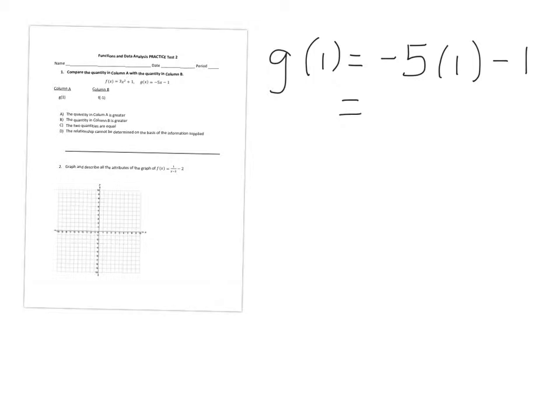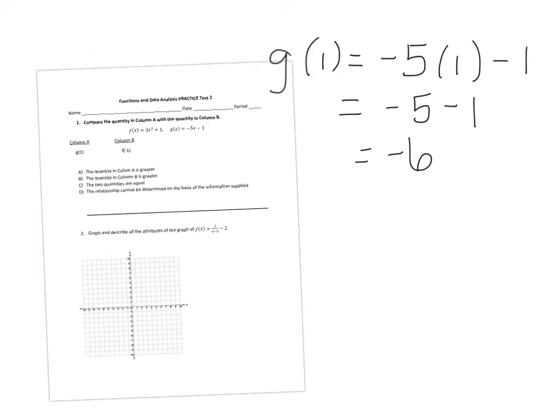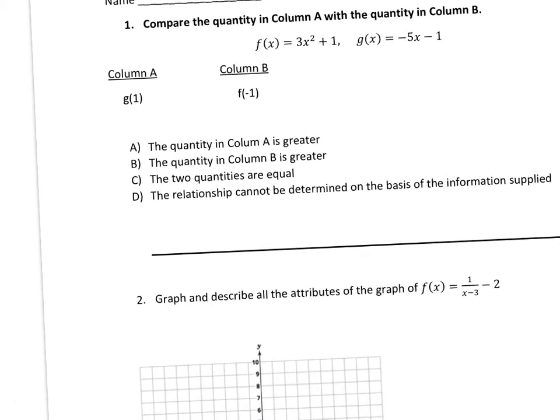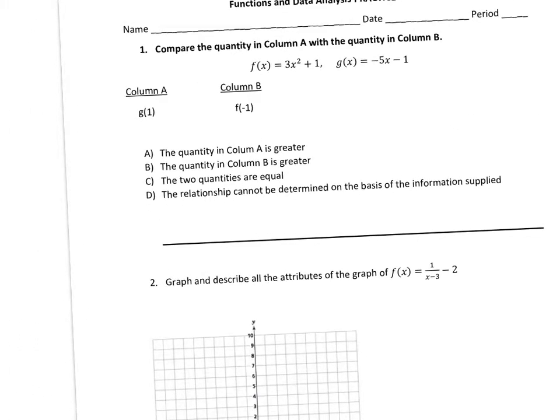Negative 5 times 1 is negative 5. And then we have a minus 1. And then negative 5 minus 1 is negative 6. So the answer to this part over here, g of 1, is negative 6. That's the answer that we got.